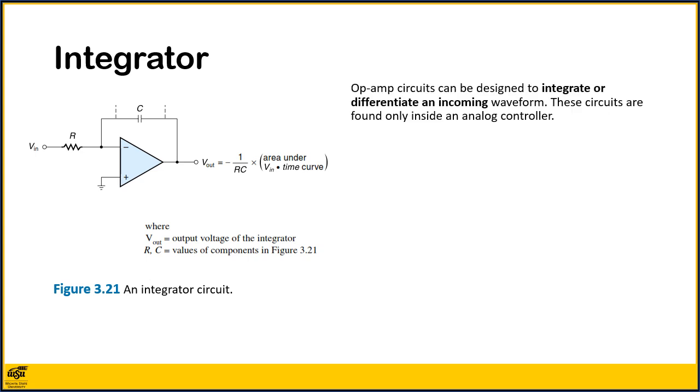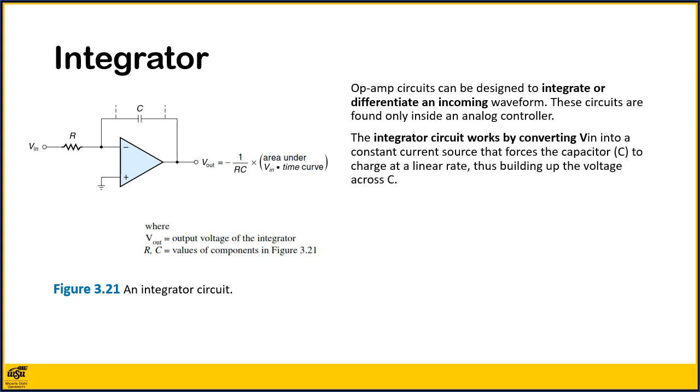Op-amp circuits can be designed to integrate or differentiate an incoming waveform. These special-purpose circuits are likely to be found only inside an analog controller. The integrator circuit works by converting the input voltage Vin into a constant current source that forces the capacitor C to charge at a linear rate, thus building up the voltage across C.